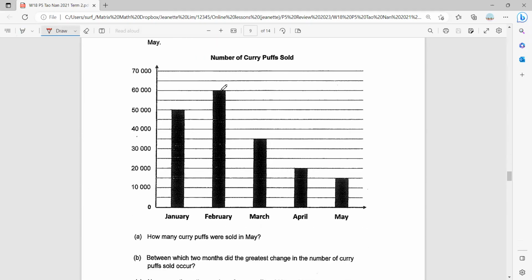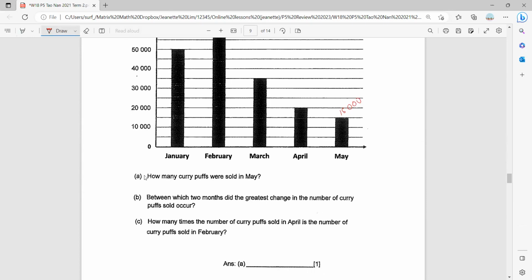Question 12. Part A, how many curry puffs were sold in May? Okay, so just read off the graph. May is here, which is somewhere right in between 10 and 20,000. So 15,000.